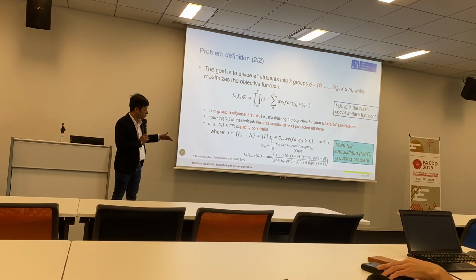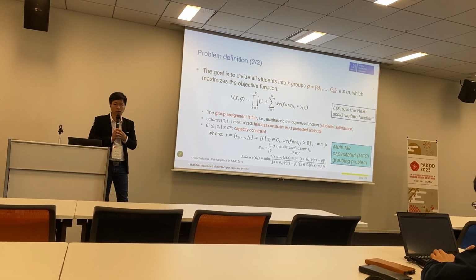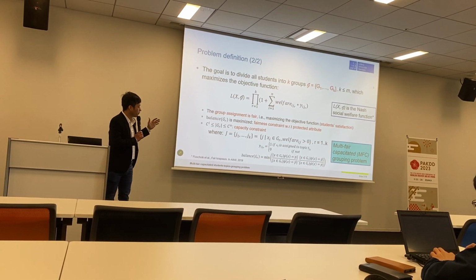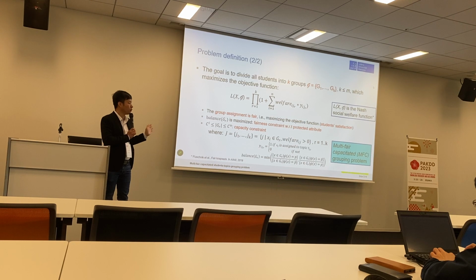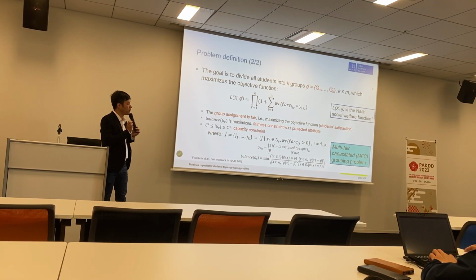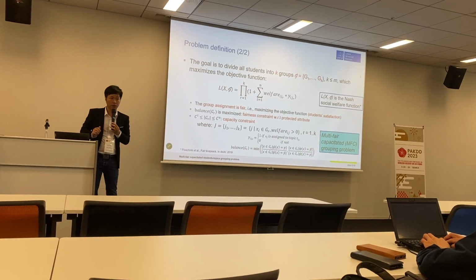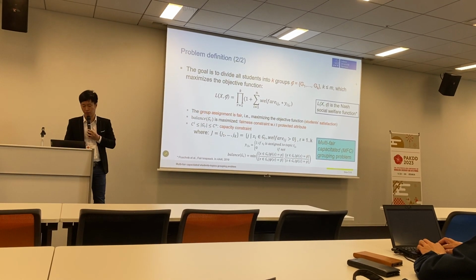The balance is computed by the ratios of male or female in each group, and also the capacity is the number of students in each group with the lower bounds and upper bounds. So we call this the multi-fair capacitated, or MFC, grouping problem. That's the new problem we propose.